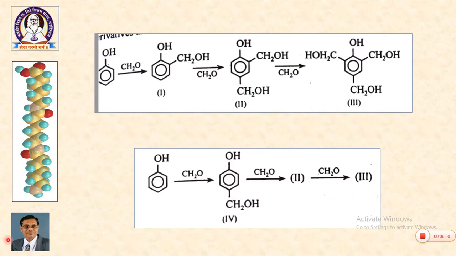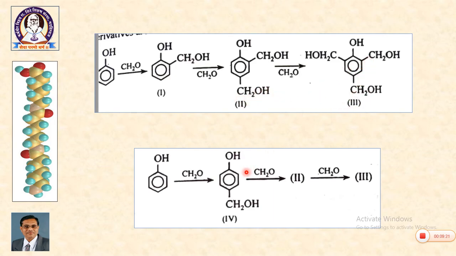So, the reactions are like this. We begin with phenol, then we use the second component, formaldehyde, HCHO, that is CH2O. Phenol and formaldehyde form methylol phenol, ortho-methylol phenol, where the hydroxymethyl group is substituted. This is monomethylol phenol, this is dimethylol phenol, this is trimethylol phenol. So, methylation at ortho position, para position and 2,4,6 positions.